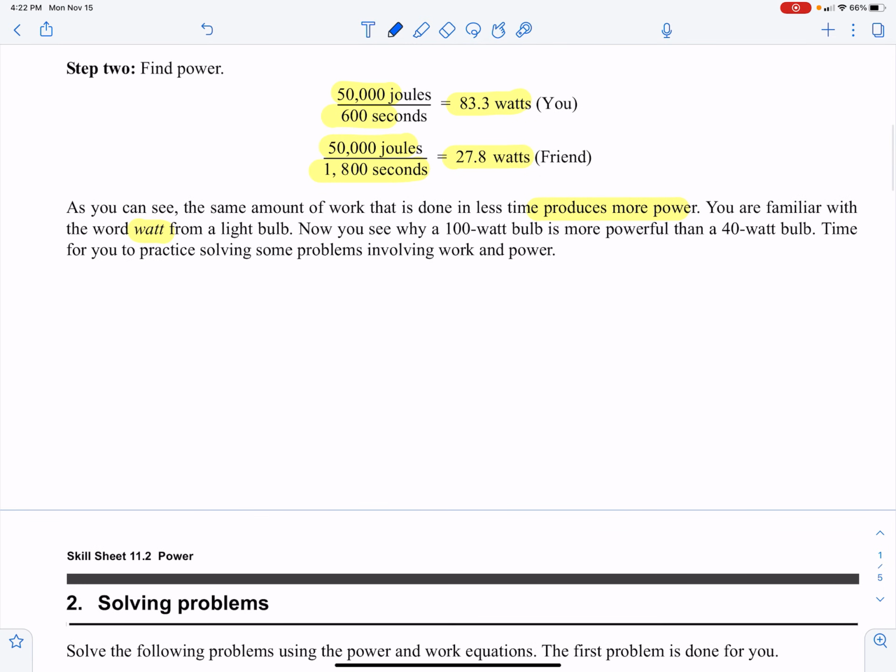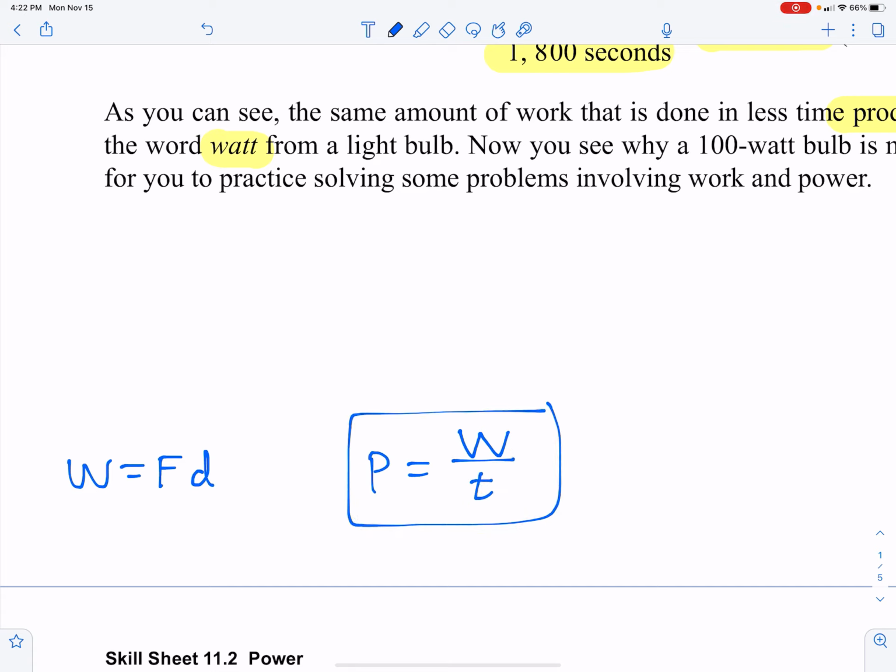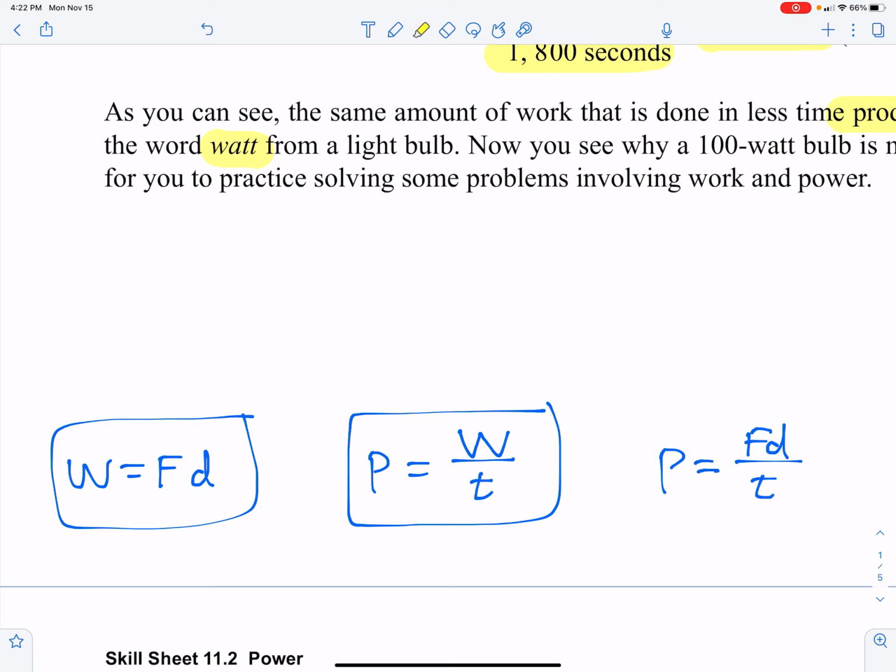Before we do, let's visit our equation. Number 1, work is equal to force times distance. We need that. Number 2, power is the rate at which work gets done. It's work divided by time. We need this equation, and we need this equation. Now, since work is equal to force times distance, we could also write power as force times distance divided by time. You all see what I did there? I just substituted force times distance for work, and I put it right there.